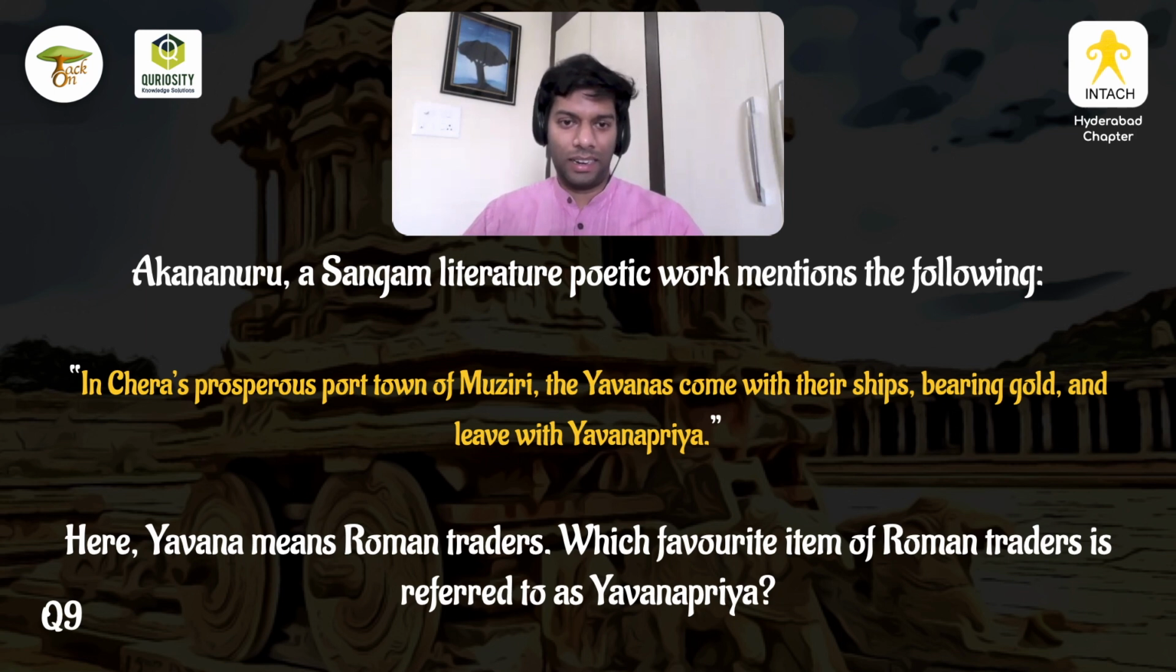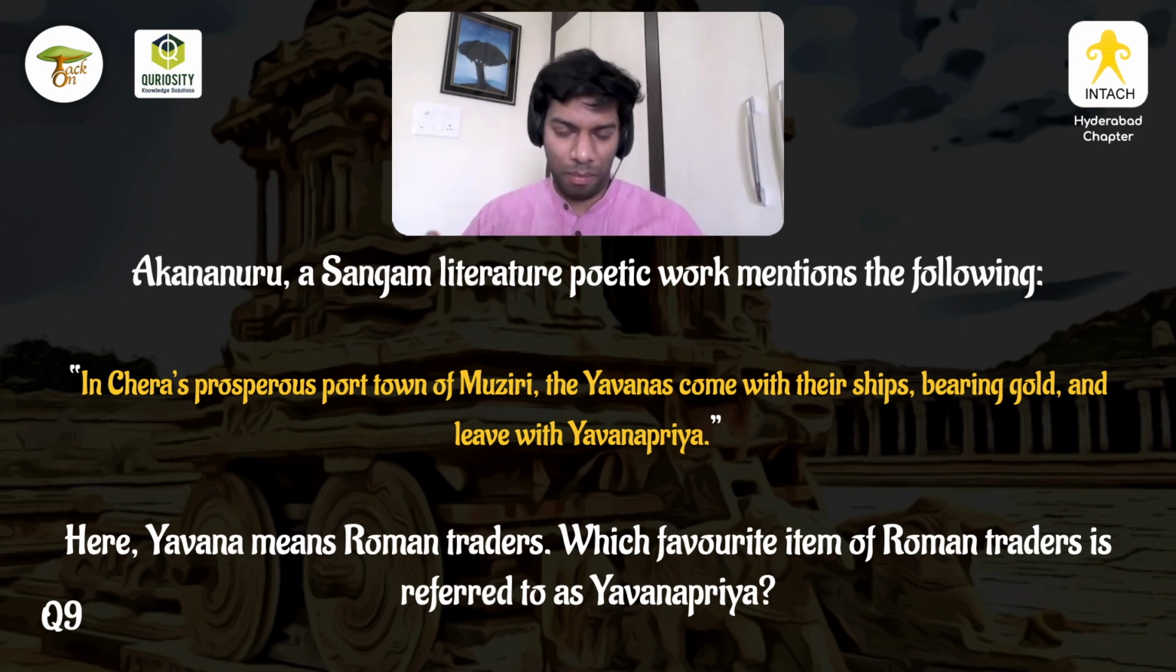It mentions that in Chera's prosperous port town of Muiri, the Yavanas came with their ships bearing gold and left with Yavanapriya. Here, in this line, Yavana means Roman traders. Which favorite item of Roman traders is referred to as Yavanapriya?